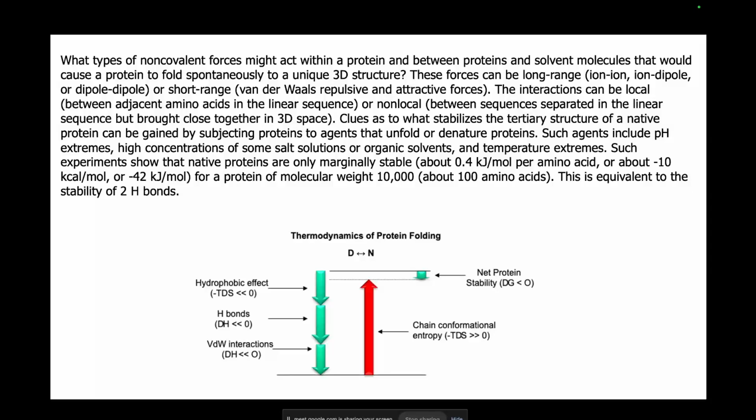So some well-known causes of denaturation we know are pH, extreme pH, at like... I don't know if you remember or not that particular curve of temperature and pH.